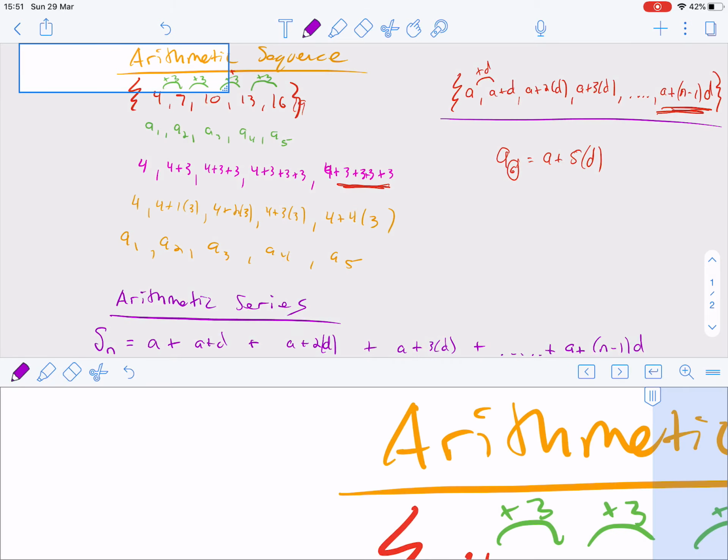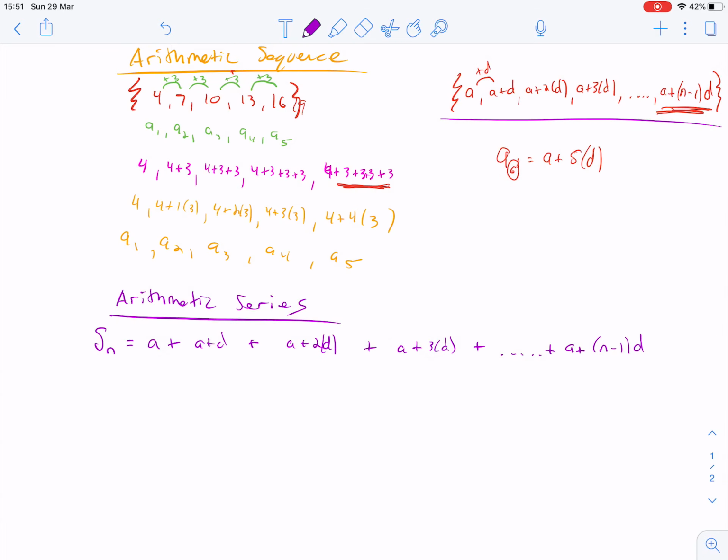So the way to prove this is to set it up in the opposite direction. Let's go back. We got our last term, which is A plus n minus 1 D. What would be the second to last term? The second to last term would be A plus n minus 2D. And then the third to last would be A plus n minus 3D. And then obviously we would have some in between here.